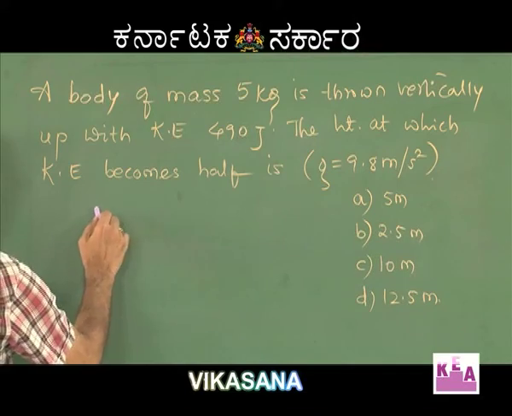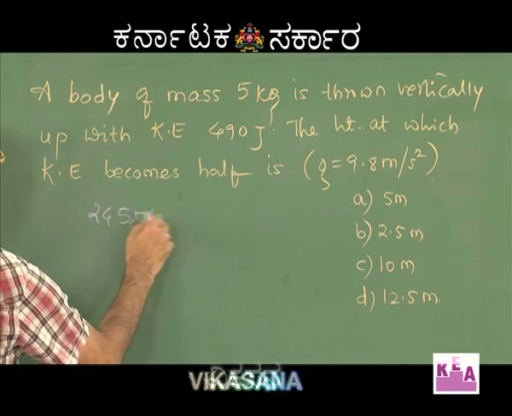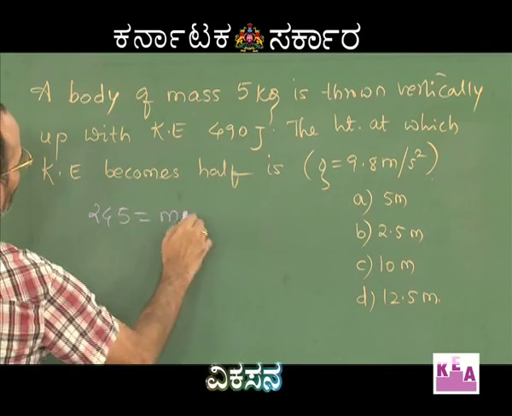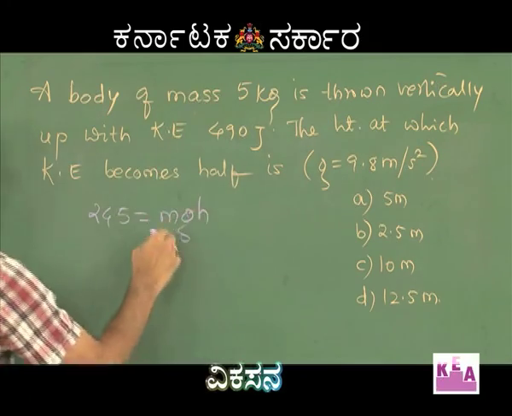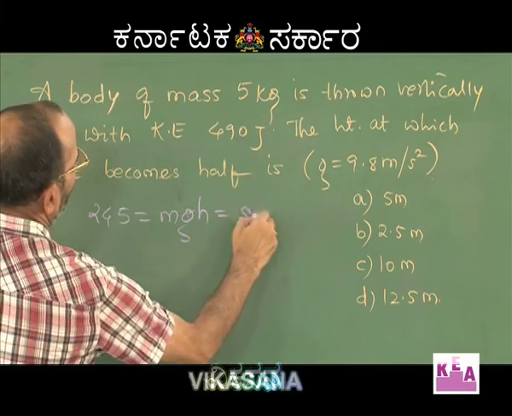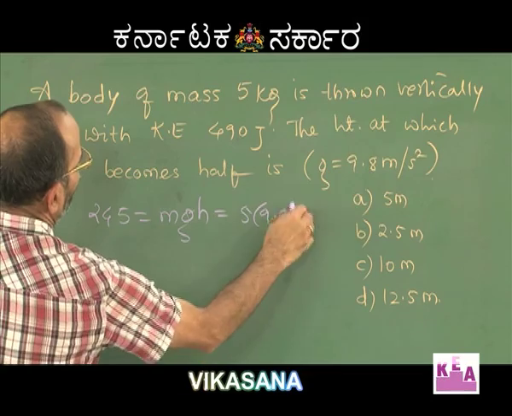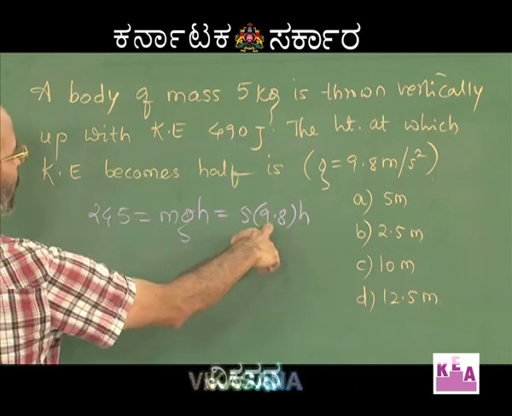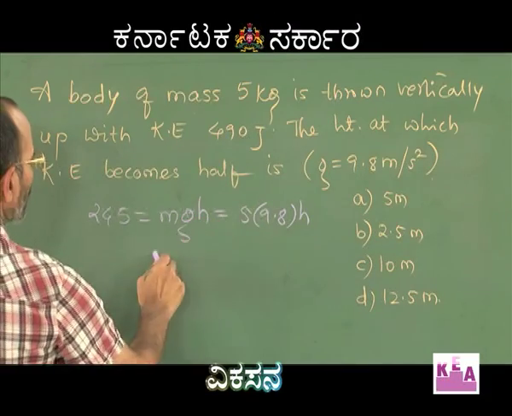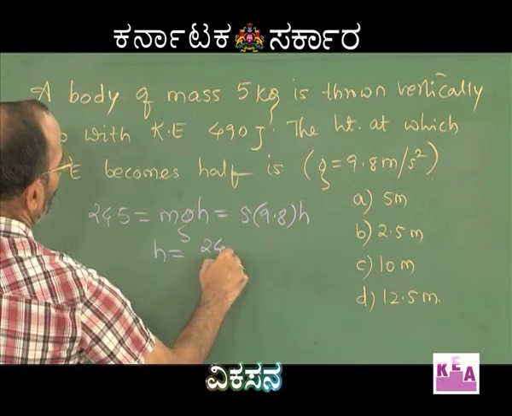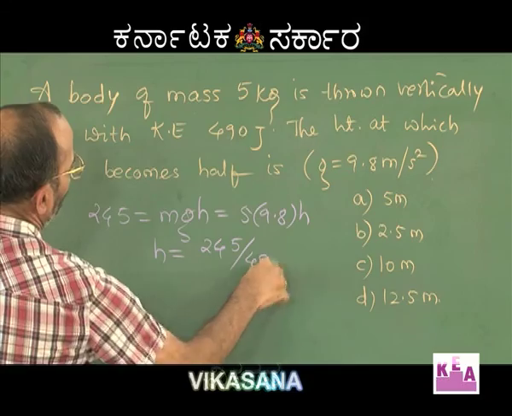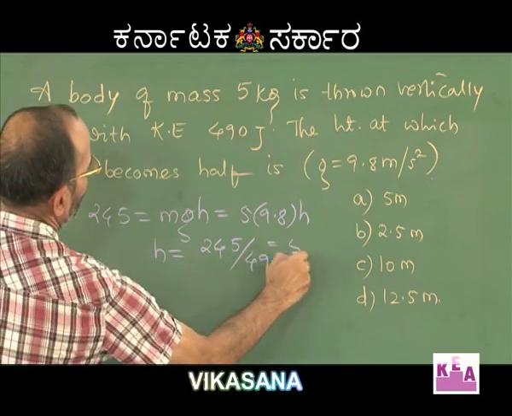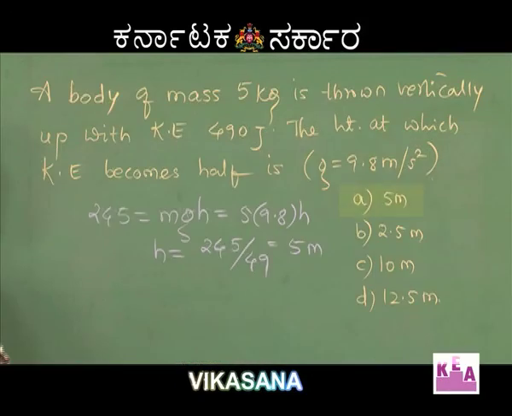It is half of 490, which is 245, and that should be equal to mgh, and that is nothing but 5 into 9.8 into h, that you are supposed to find out. This 5 into 9.8 will be 49. So, h will be equal to 245 by 49, which makes it 5 meters. So, A option is perfectly correct.